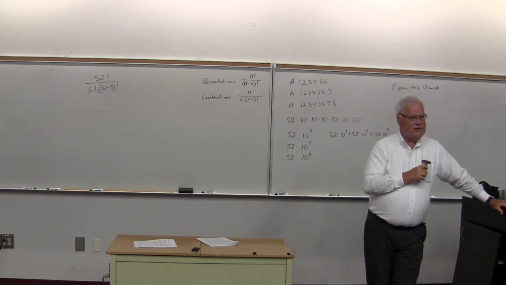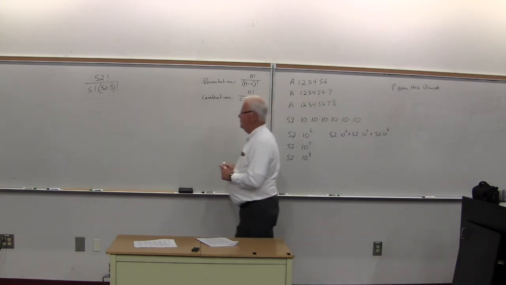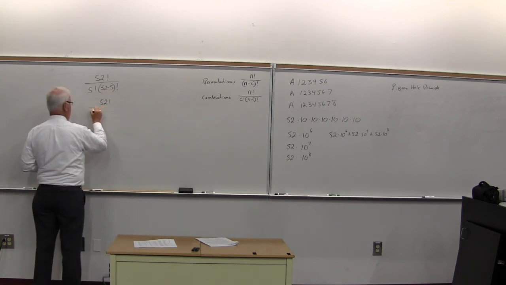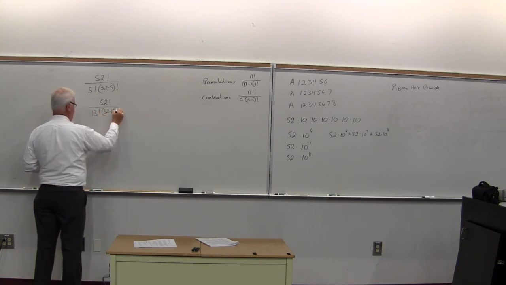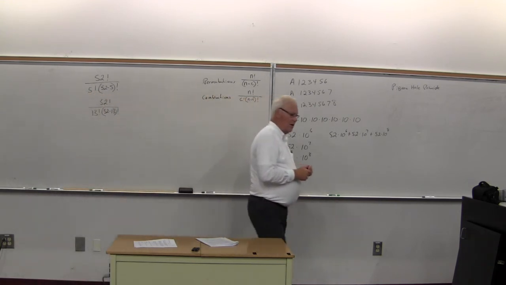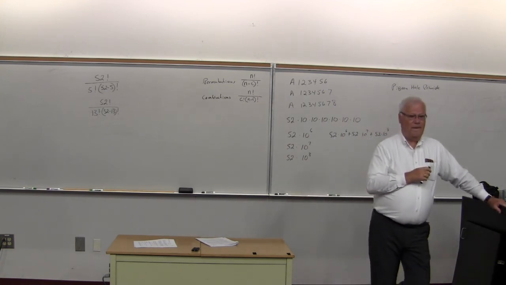How many bridge hands can you have? Well, in bridge, you deal out 13 cards, so the whole deck gets dealt out, right? So how many bridge hands could you have? Well, let's see. That would be 52 factorial over 13 factorial times 52 minus 13 factorial. So which one's going to be more? Are there more poker hands or more bridge hands? Poker hands.